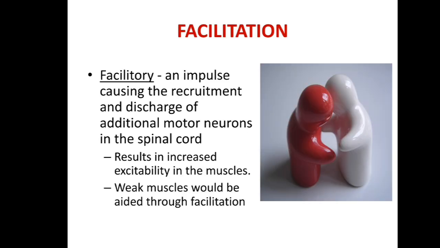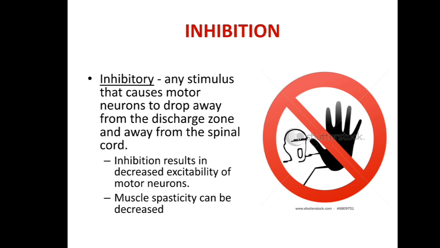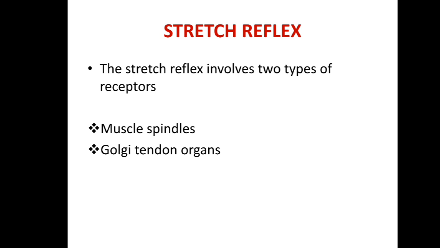Facilitation means a facilitatory impulse causing the recruitment and discharge of additional motor neurons in the spinal cord, which increases the excitability of muscles, and weak muscles would be aided through facilitation. Inhibition means any stimulus that causes motor neurons to drop away from the discharge zone and away from the spinal cord, which decreases the excitability of motor neurons, and muscle spasticity can be decreased.